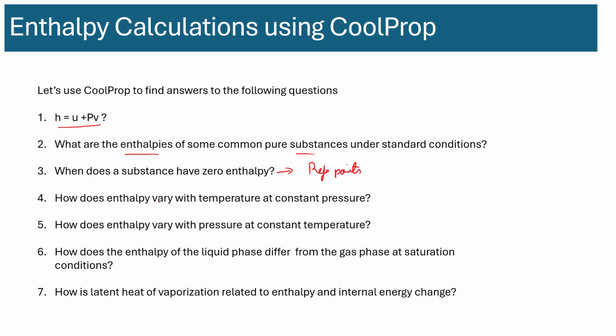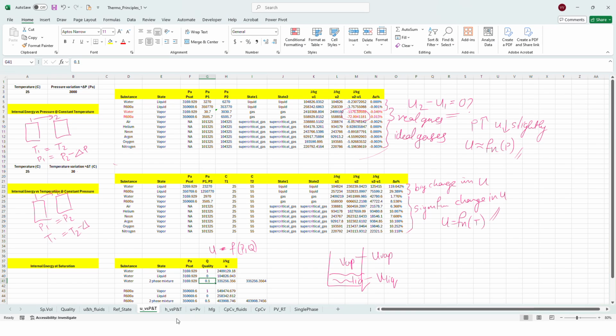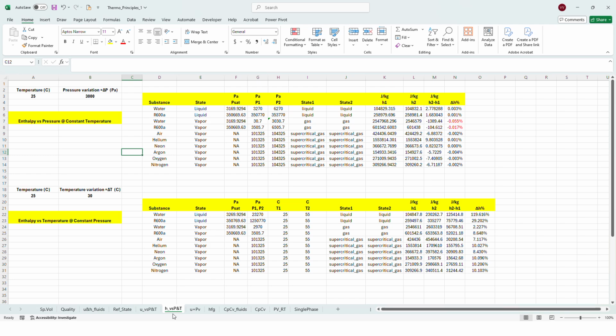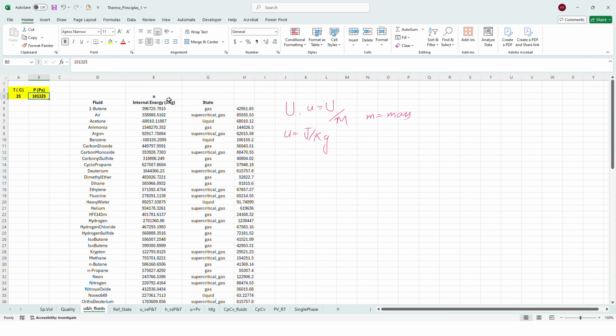How does enthalpy vary with temperature at constant pressure, and with pressure at constant temperature? How does the enthalpy of liquid phase differ from that of the gas phase at saturation condition? How is the latent heat of vaporization related to enthalpy and internal energy change? All right, let's look at all that by opening our enthalpy tab here. All right, first let's look at some enthalpies of different fluids.